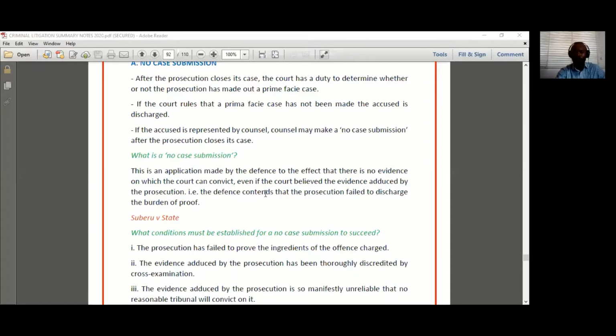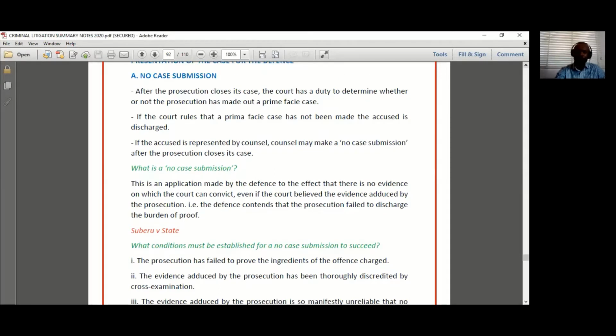Hi, today we're going to be talking about a no-case submission application in a criminal trial. So, at a criminal trial, after the prosecution has made its case and has tried to discharge the burden it has of proving the guilt of the accused person, before the accused person opens his own defense, he has an opportunity to make an application, which we call a no-case submission.